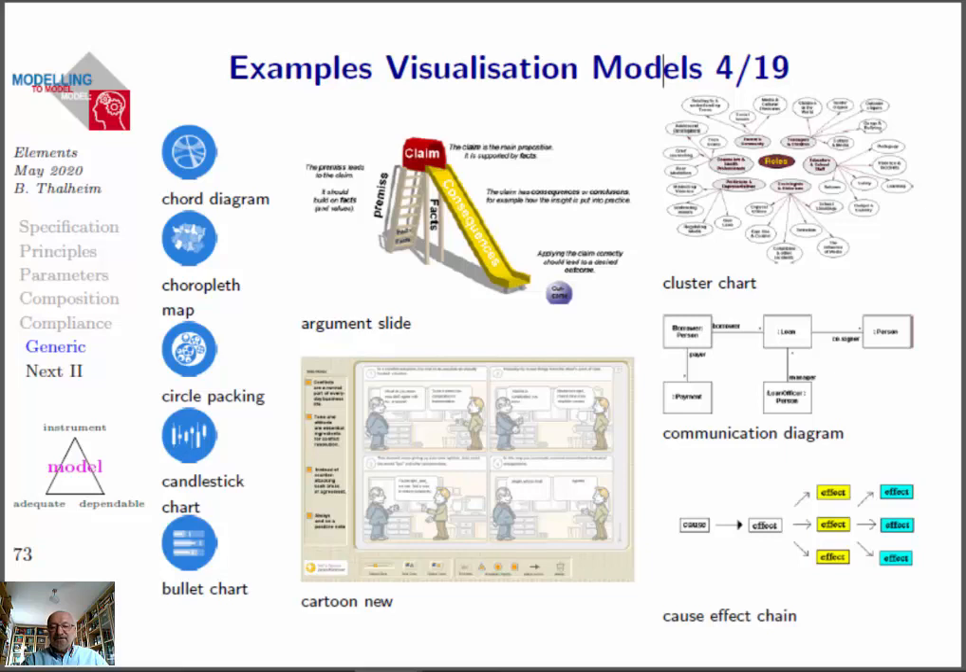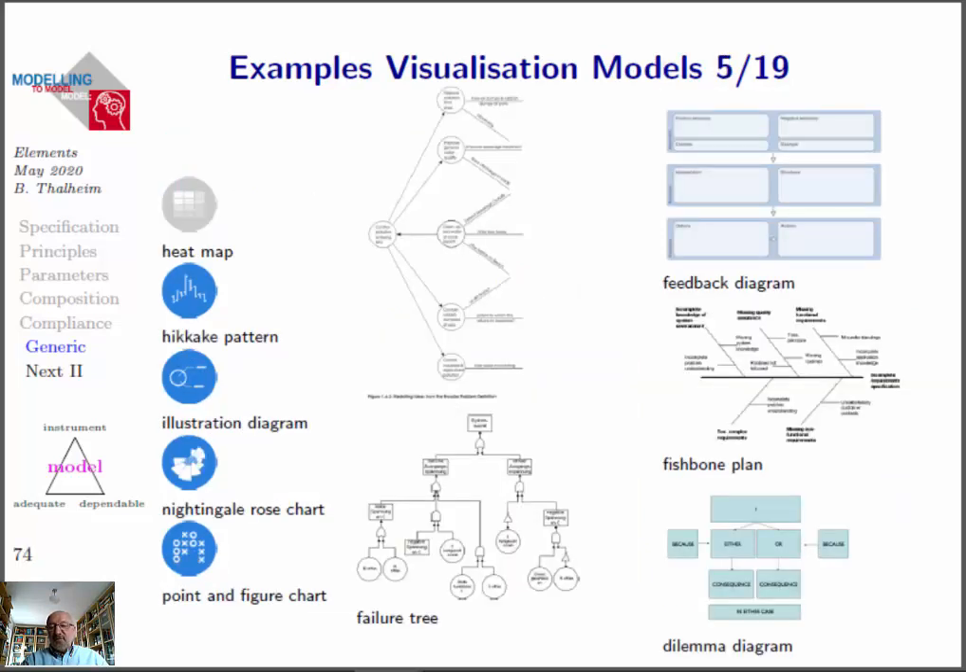You might use also cartoons for the representation and visualization of models. Another representation are cluster charts, or communication diagrams, or let's say in an argument theory setting, cause-effect chains. Again, you might have another number of abstract diagrams, like heat maps, like Hikake pattern, like illustration diagrams, like Nightingale rose charts, like point and figure charts.